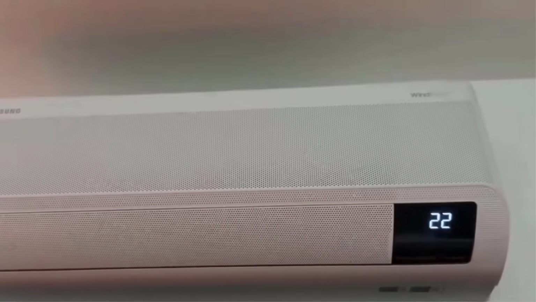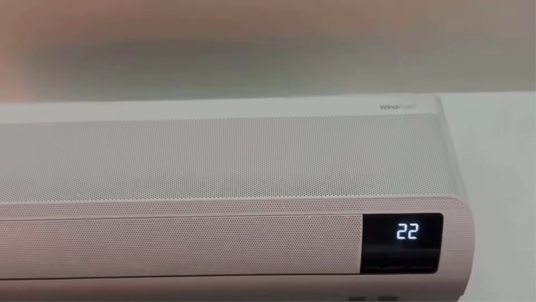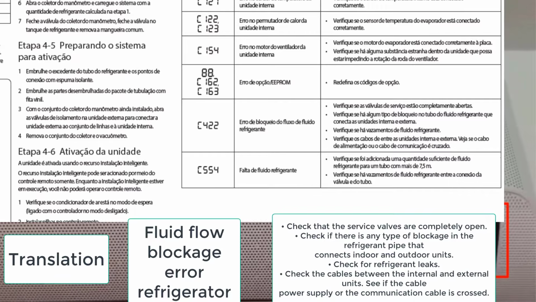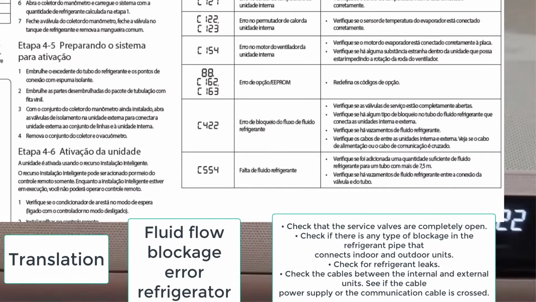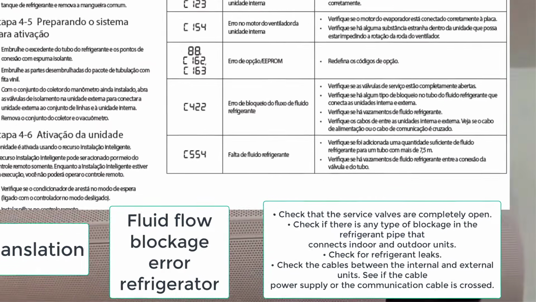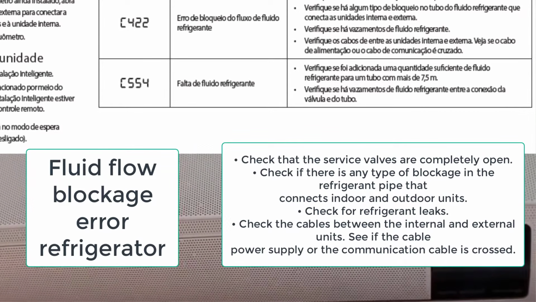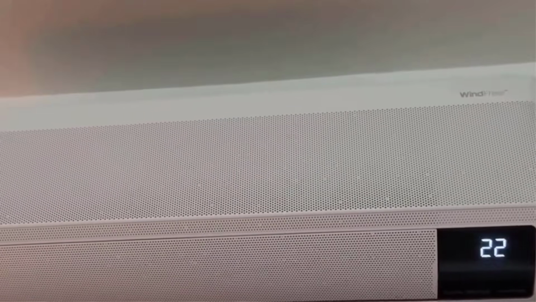Today I'm using the Samsung manual to talk about the DB68 Wind-Free model. Let's talk a little about the C422 error that appears on the display. Let me show you. C422 is a refrigerant flow blockage error. The manual lists 4 possible causes of this error and I'll explain each one.